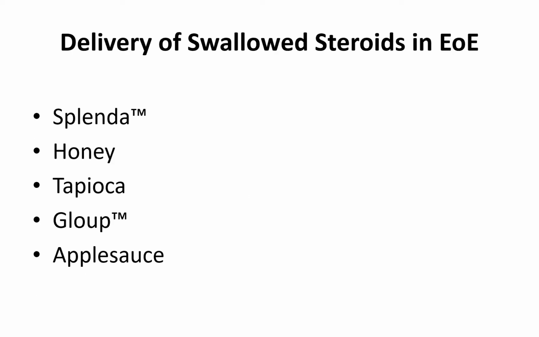When we're having swallowed steroids with EoE, we want them to thicken up so they have contact time with the gullet. Splenda does not thicken things up much at all and actually tastes quite disgusting. Honey can thicken things up. Tapioca can do that as well. Gloop is a commercial product here in Australia. Apple sauce is used in some centres. I don't like it because it's quite acidic, and we know that acidic compounds can damage the epithelium, so I tend to prefer Gloop or some other viscous product.